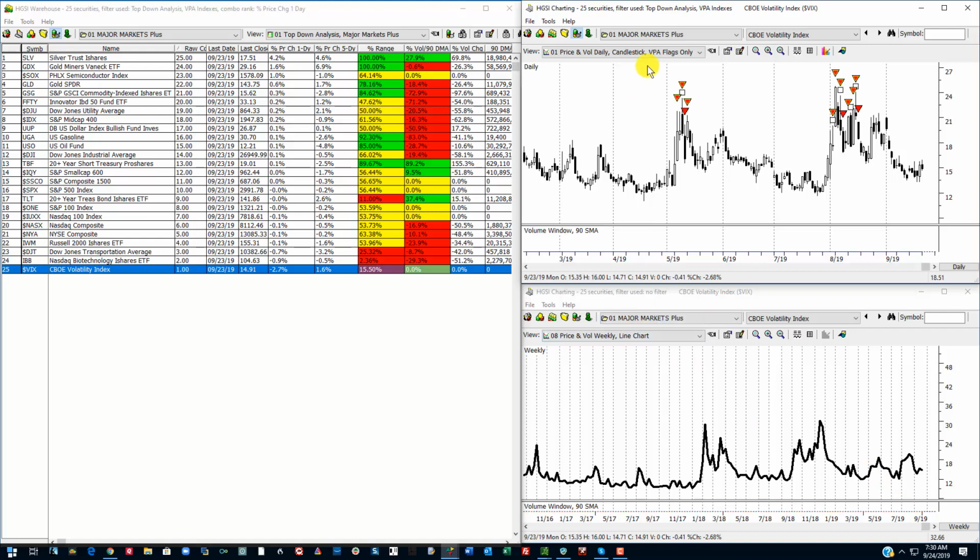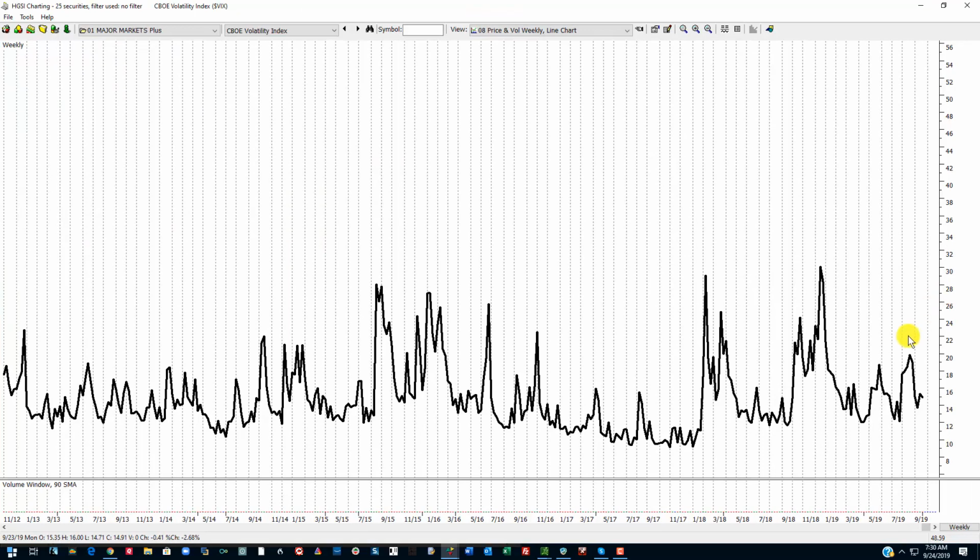This is a weekly chart. This is a daily chart. The VPA flags mean nothing on this chart because there's no volume associated with it. So what I'm looking for here is to see where the range on the VIX is. I'll make this weekly chart full frame.